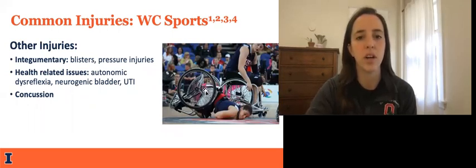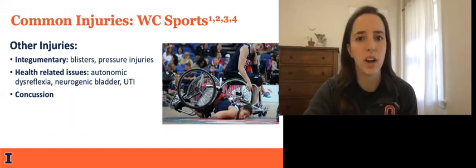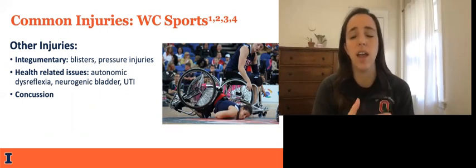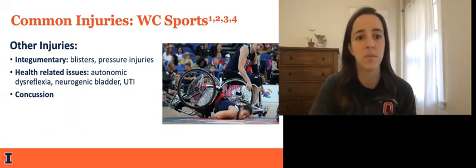You can see in this picture, this woman on the USA team fell out of her chair and her head is on the ground. So that can be pretty scary. There's also, because there's so much equipment going on with the chair, a big risk for injury there because if you were to fall out, you're not just going to hit your head on the ground or on another person. It could be on someone else's chair.